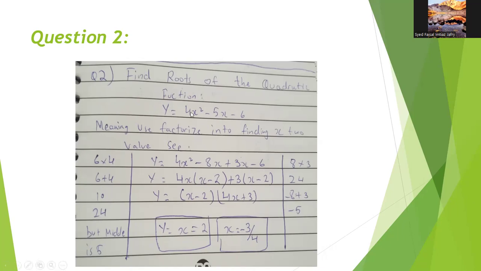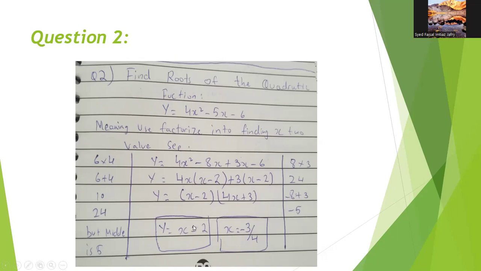So, as we move forward, 4x squared minus 8x plus 3x minus 6. We take 4x common from the first two terms, and we are left with x minus 2. Then we take plus 3x minus 6, we take 3 common, and we are left with x minus 2. X minus 2 is common, and what's left is 4x plus 3.